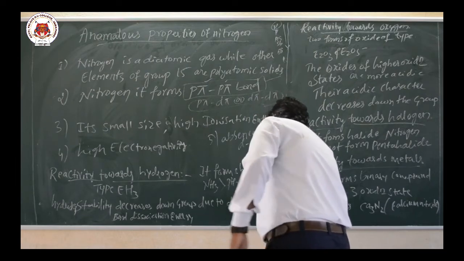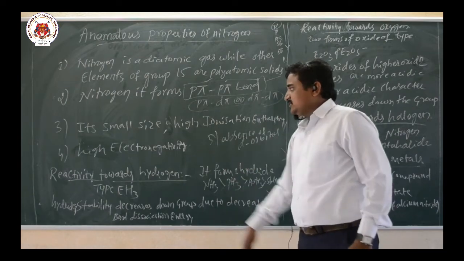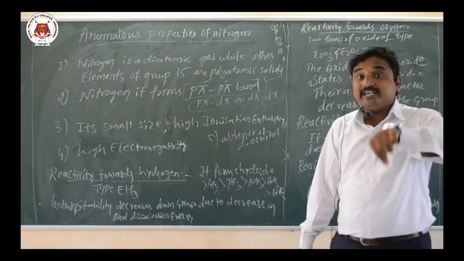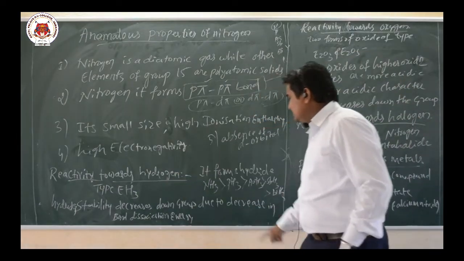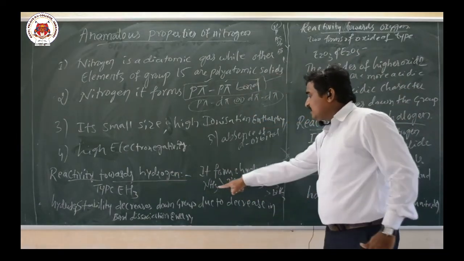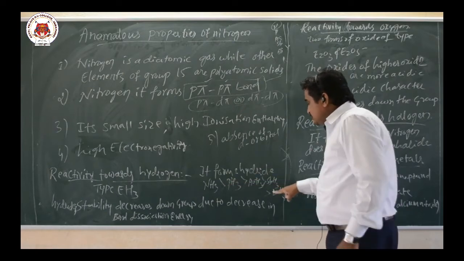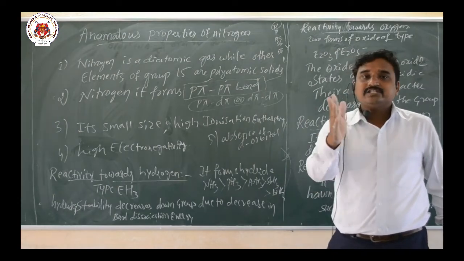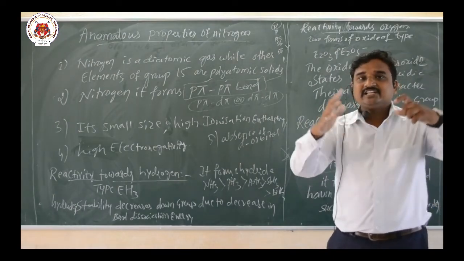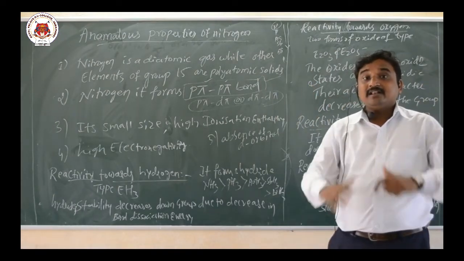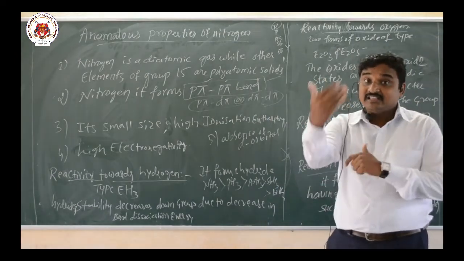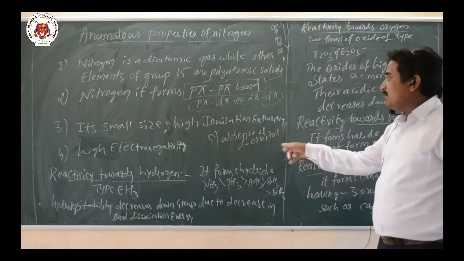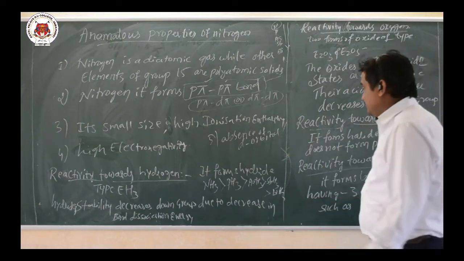When the elements of group 15 react with hydrogen, they form hydrides of the type EH3, where E is an element. Here I have written the order of their stability. Down the group the stability of hydrides decreases because the bond dissociation energy decreases. As the size of the atom increases, the bond length increases and the strength decreases. So the stability of hydrides decreases down the group.